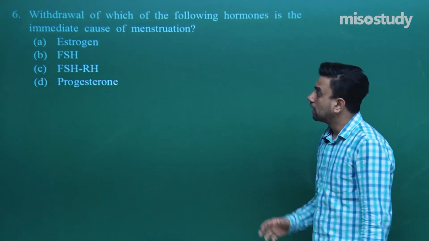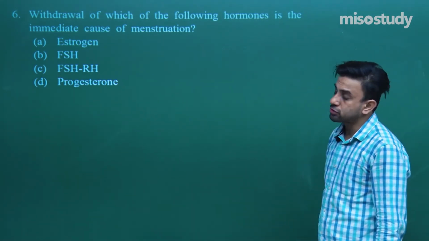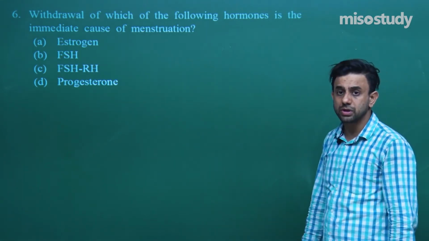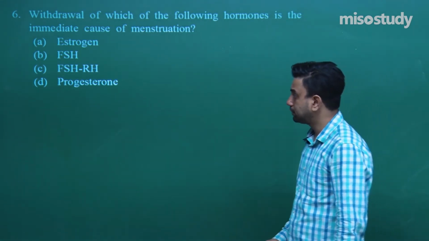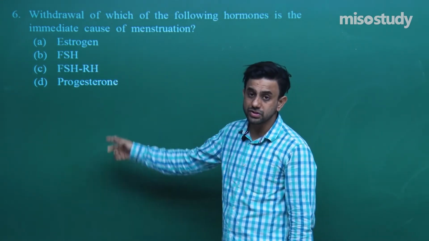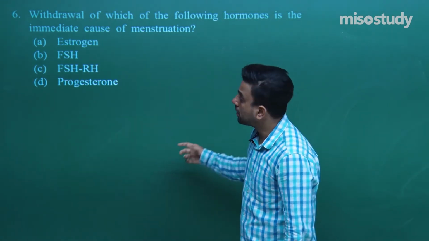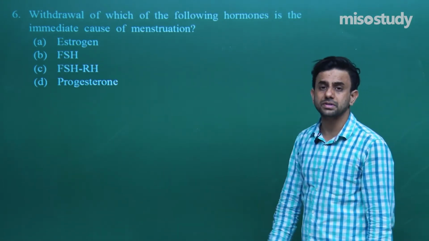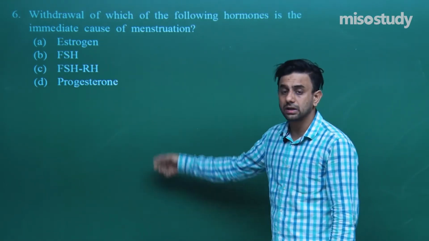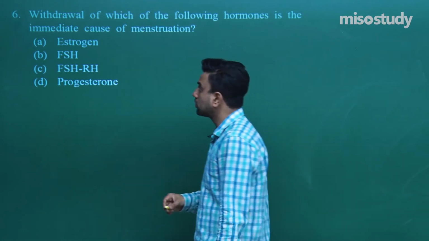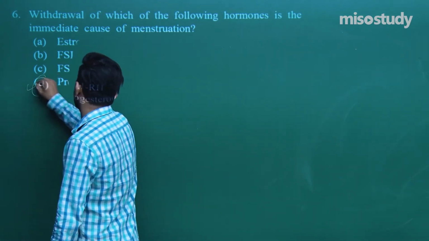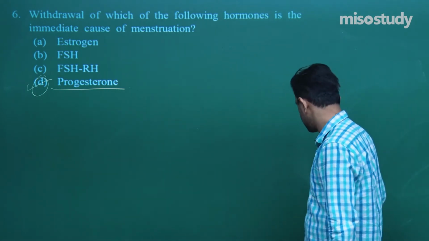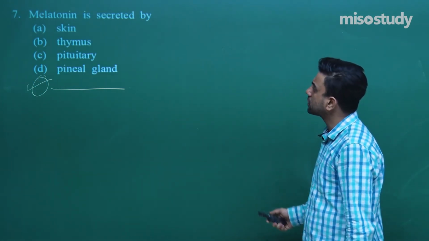So the withdrawal of both estrogen and progesterone will be the immediate cause of menstruation, but actually it is mainly the progesterone hormone, the withdrawal of which will be the immediate cause of menstruation, because this affects in a larger way. So the answer for this would be progesterone, right. We move on to the next question.